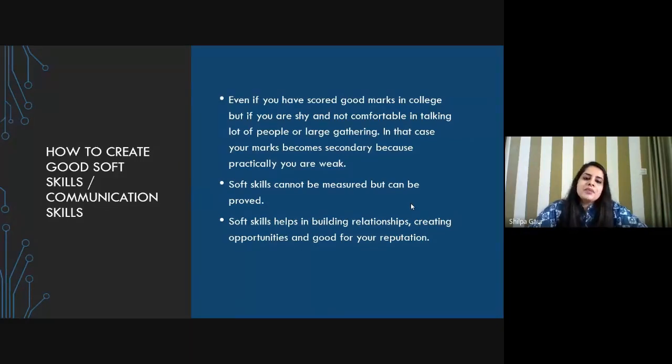So basically, people get attracted to those people who are nice to you, who talk to you very positively, and who are very genuine and very good with you, right? So you approach that only. Soft skills help in building relationships. Definitely, agar aapki achhi soft skills hai, aap achhe rishte bana sakte ho sabhi se, right?